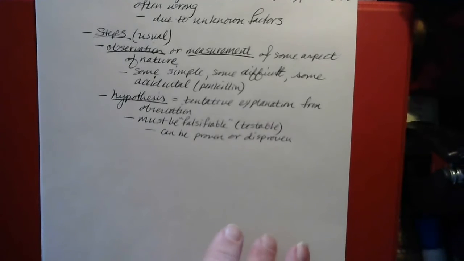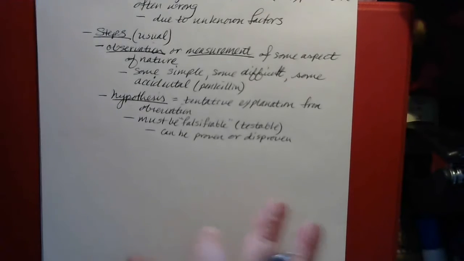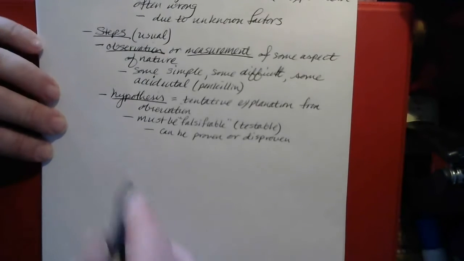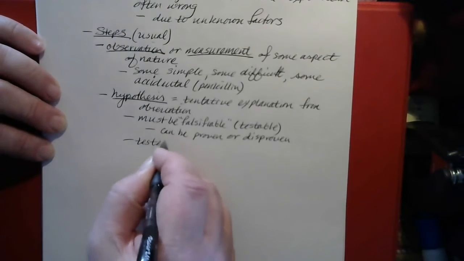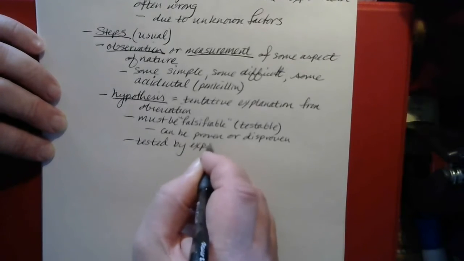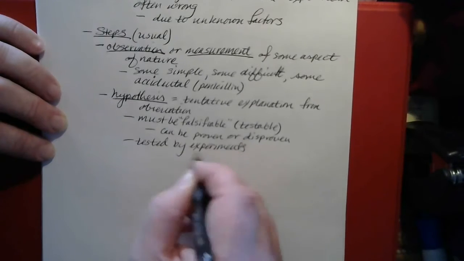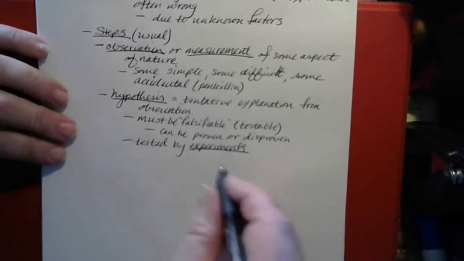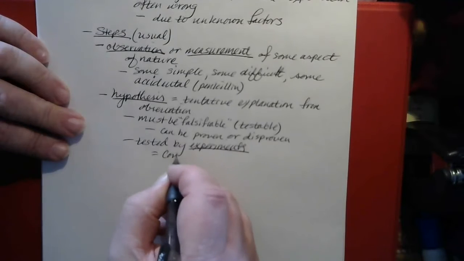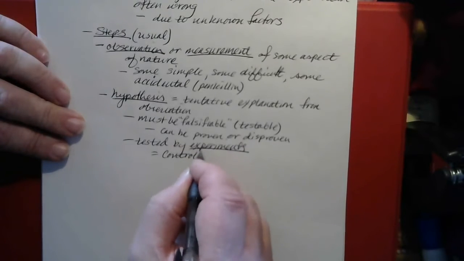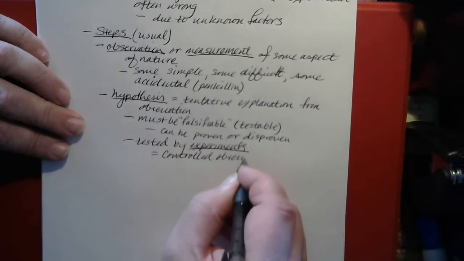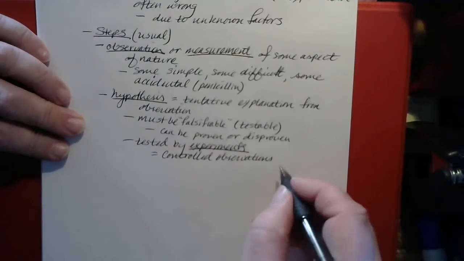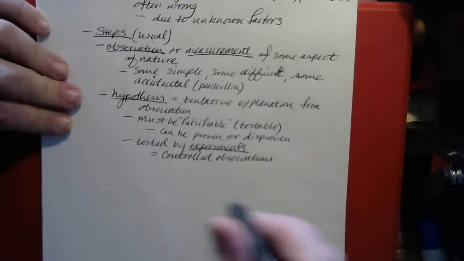If the statement is too vague, then you wouldn't be able to test it, and you wouldn't be able to prove whether it's true or not. So it has to be something fairly specific and something that can be tested. And it'll be tested by way of experiments. Experiments are controlled observations often repeated many times under different conditions.